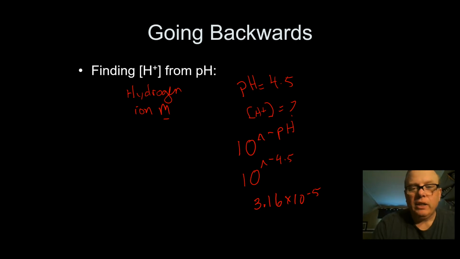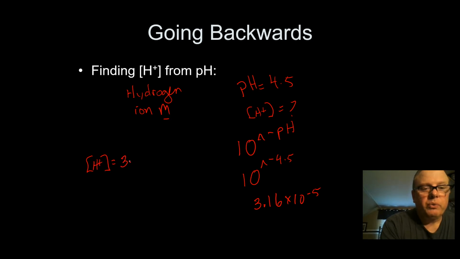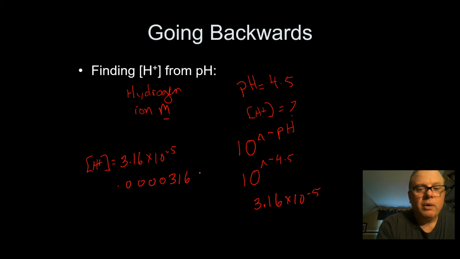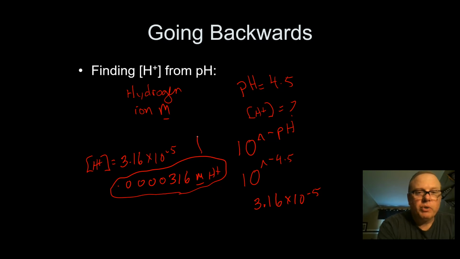So what that means is that my hydrogen ion molarity is equal to 3.16 times 10 to the negative 5, or 0.0000316 molarity of the hydrogen ion, like that. And again, by using pH, we can take really small concentrations like that and express them as whole numbers. So rather than using a ridiculously small concentration like this, we simply express it as a pH of 4.5.